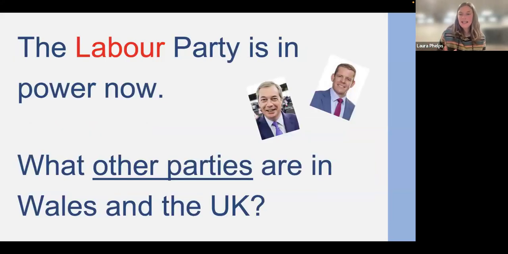So the Labour Party is in power now. Keir Starmer and Senedd Morgan are both in the Labour Party. But when the election comes on the 7th of May and people are going to vote, maybe they will vote for a different party to come in. So I don't know if you know the faces of these two men, popular for different reasons. And if you know the names of any other parties that are in Wales and the UK, maybe you've seen them on social media.